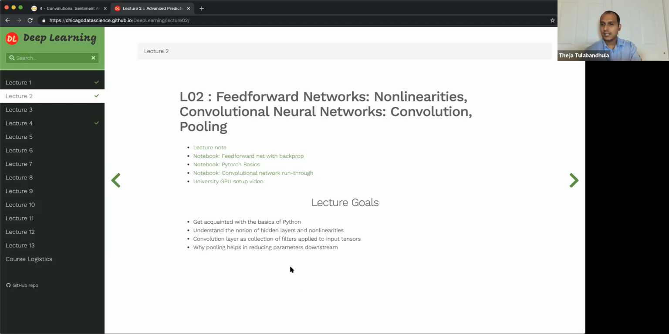And then we looked at pooling as a way to reduce the dimensionality of the tensor, so that you can deal with a lesser number of parameters in the next layer and so on. Okay.